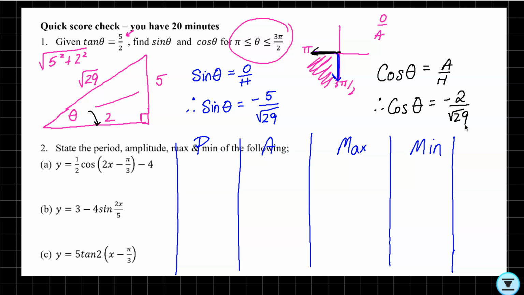Right, I would say this would probably be maybe out of 4 to 5 marks. 2 marks for possibly your triangle.